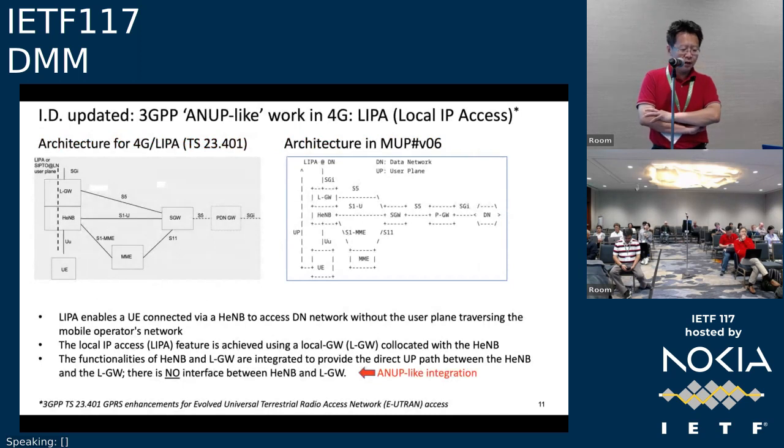Next one. Here is the thing we presented in Yokohama, and this time we put it into the draft. It's ANUPF-like. ANUPF is a novel idea, but similar things have been standardized in 4G already. It's called LIPA, local IP access. It uses a HeNB, home eNodeB, and integrates it with a local gateway. The red font shows the ANUPF-like integration: there is no interface between the HeNB and the local gateway. So this shows that this has been discussed and standardized in 3GPP already. Next one.